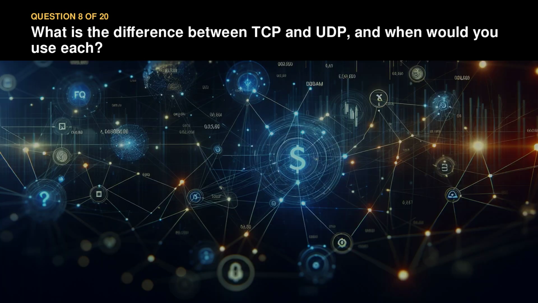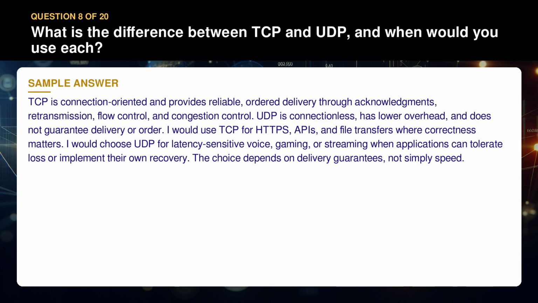Question 8. What is the difference between TCP and UDP, and when would you use each? TCP is connection-oriented and provides reliable, ordered delivery through acknowledgements, retransmission, flow control, and congestion control. UDP is connectionless, has lower overhead, and does not guarantee delivery or order.